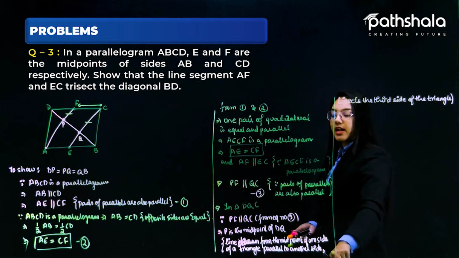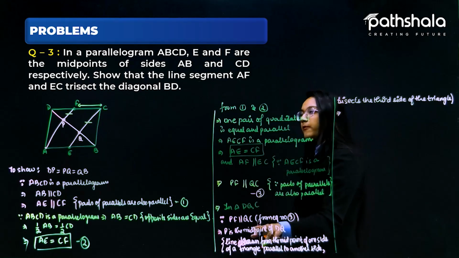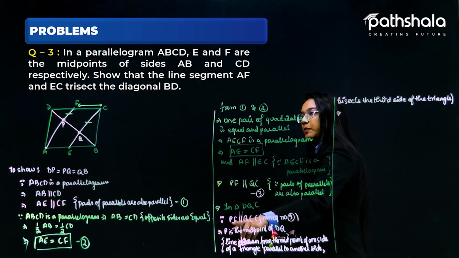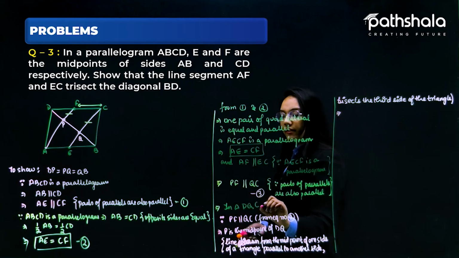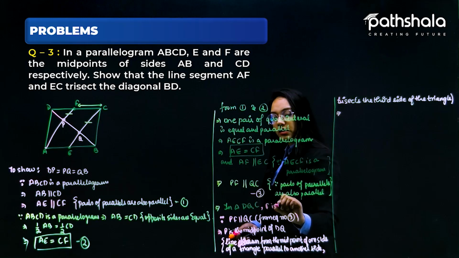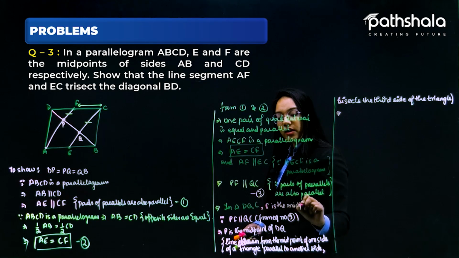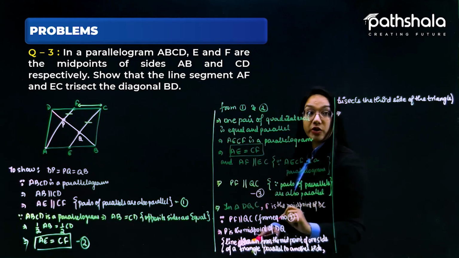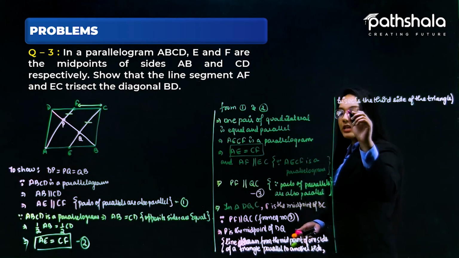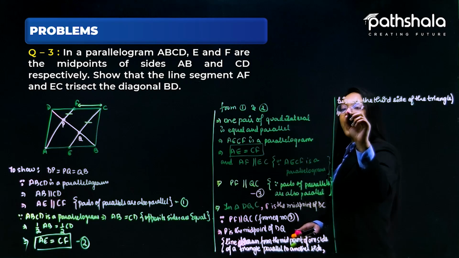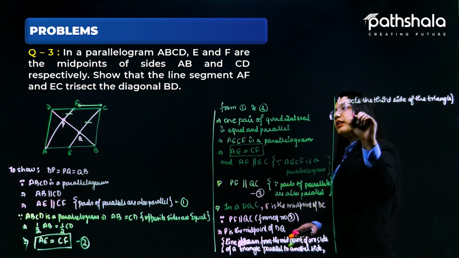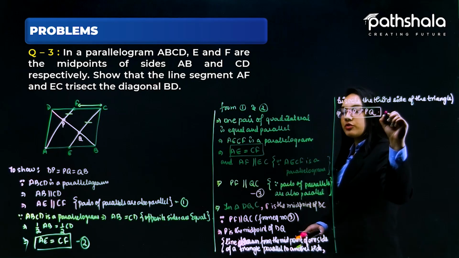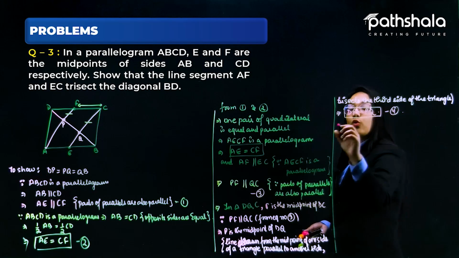So using the concept of the converse of the midpoint theorem, we have F as the midpoint, and we have PF which is parallel to QC, and F is the midpoint of DC. It is already given to us in the question. It implies that P is the midpoint of DQ, and if P is the midpoint, it implies that DP is equal to PQ. Let us call it equation number 4.